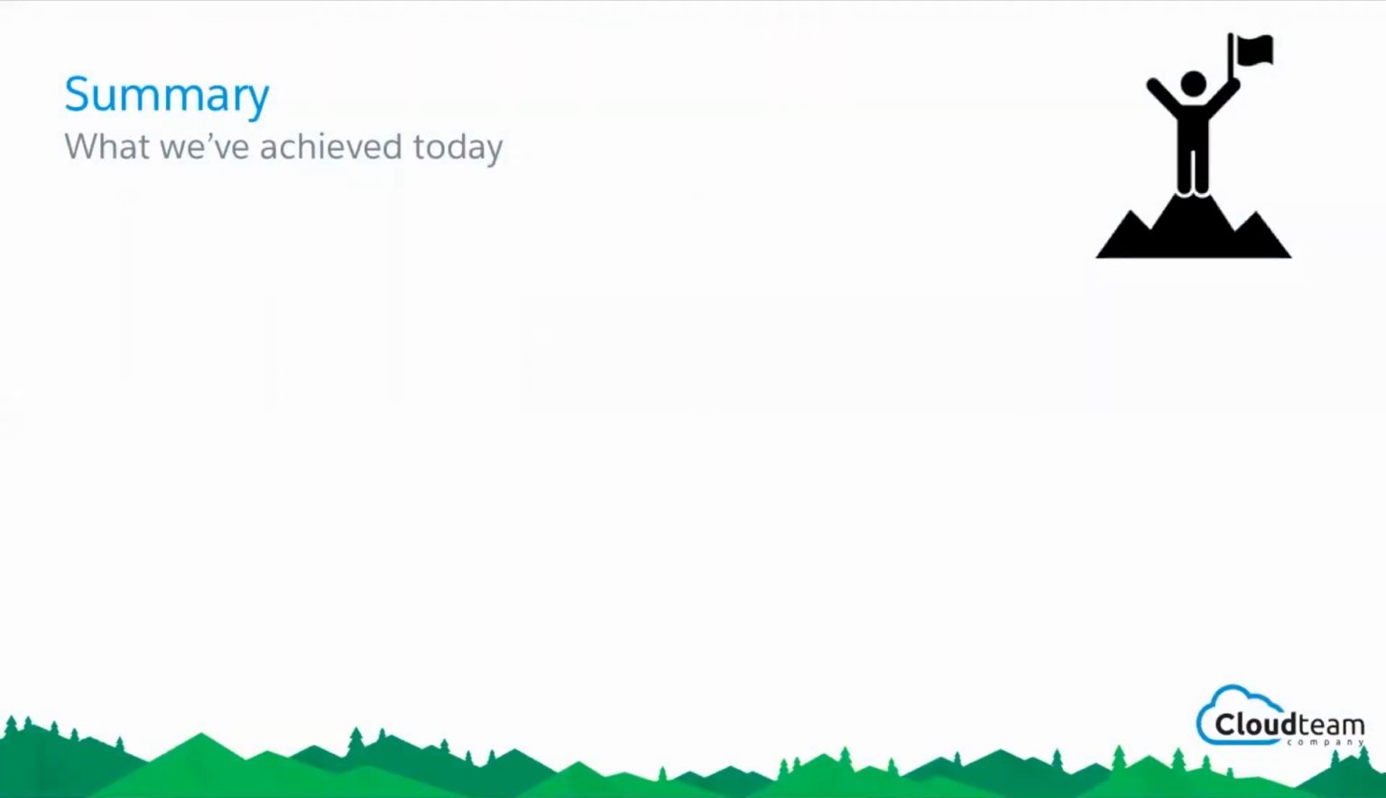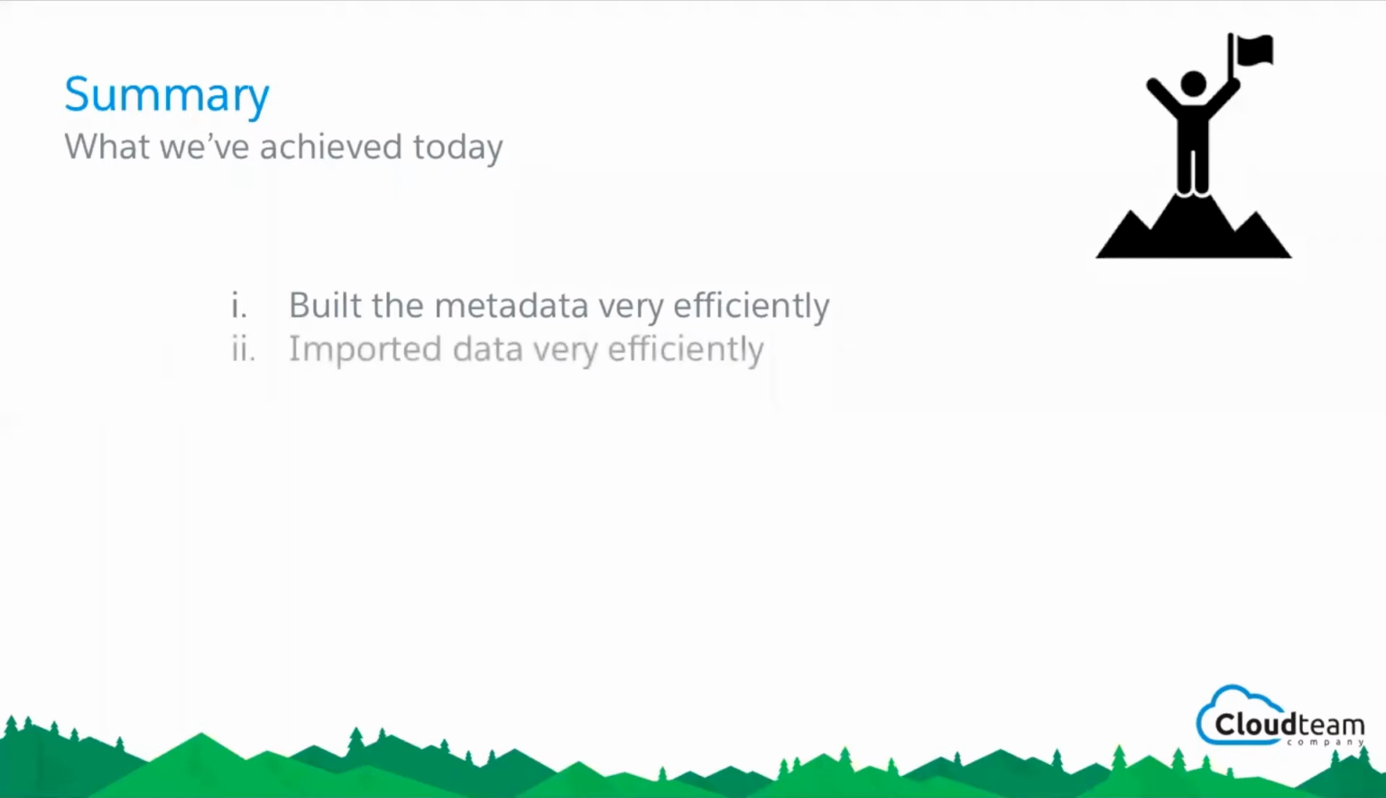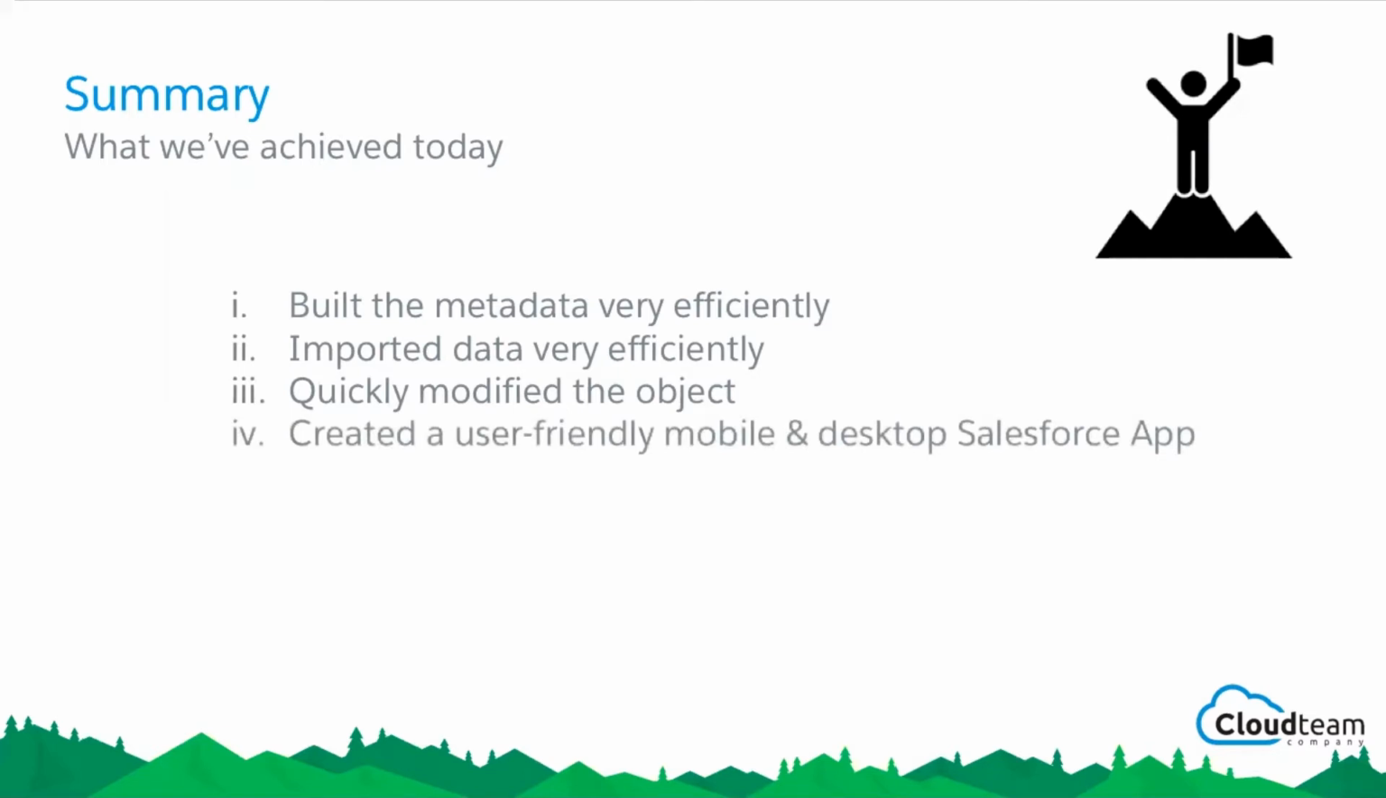So in summary, what we've achieved today in just a few minutes, we've built out metadata, which I mentioned before is the object, all the configuration without the actual data itself: the object, the fields, the page layouts, the path, all that stuff was built very efficiently. Data was imported efficiently as well. In one step, we created the metadata and data using Object Creator. The object was then quickly modified to make it a bit more user-friendly as opposed to defaulting out of the box. We've created a user-friendly mobile app, which I can't show you, I'm afraid, but it is working, and a desktop Salesforce app.